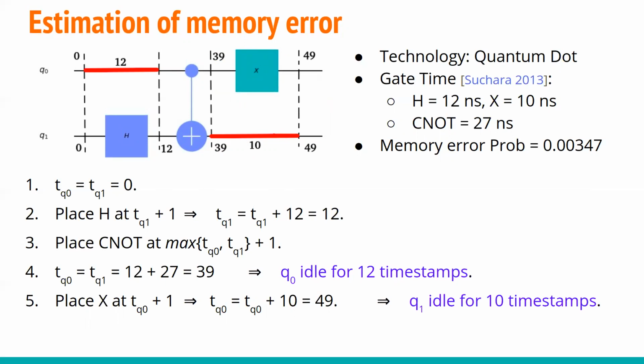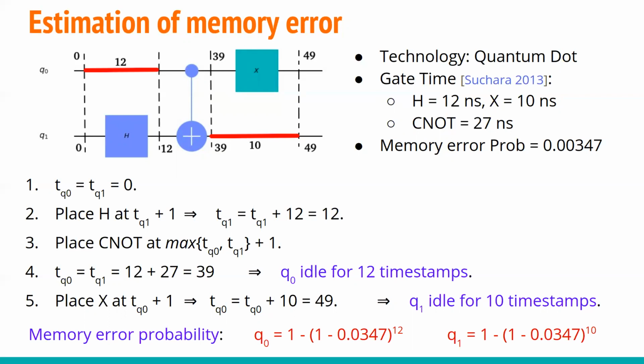So this technique basically uses that we want to place the gates as densely as possible and then find out how many timestamps each of the qubits are remaining idle. And from that, we can easily find out the memory error probability of each qubit, taking the values into consideration.